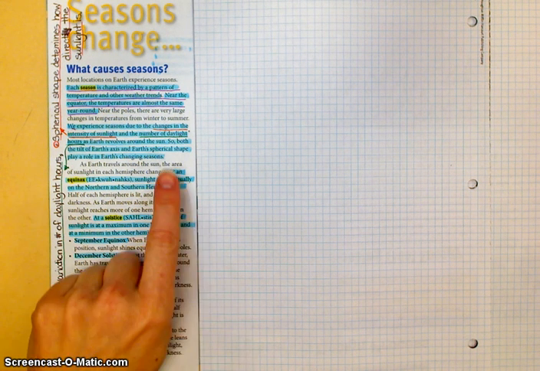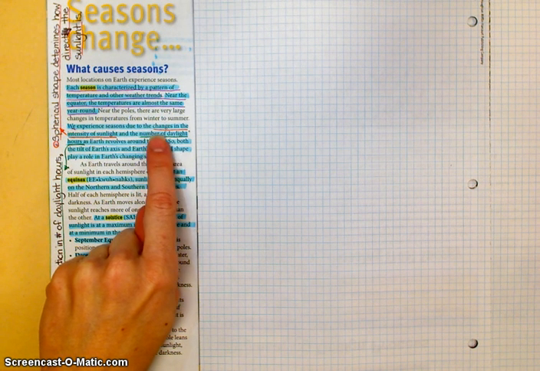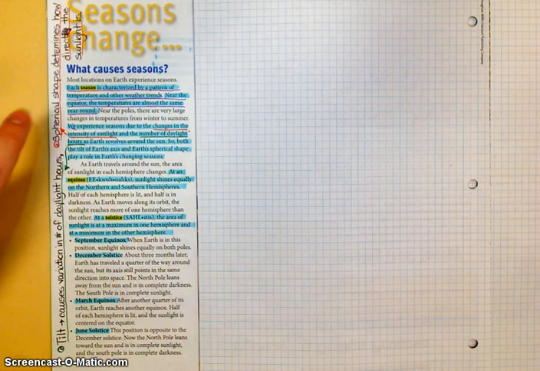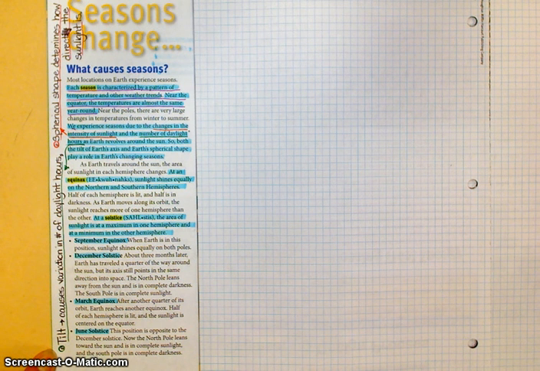So what I did is I underlined the thing that it all boils down to, changes in the intensity of sunlight. So that's one thing that causes the seasons. The spherical shape determines how direct the sunlight is. And the other thing is the tilt of the axis, which causes variation in the number of daylight hours we experience. Okay.